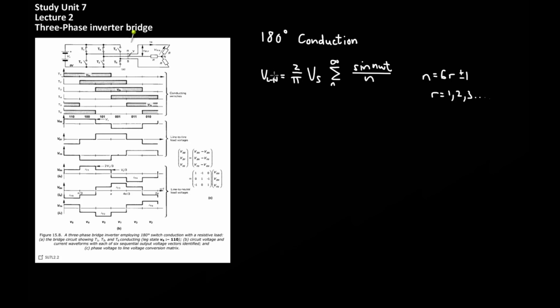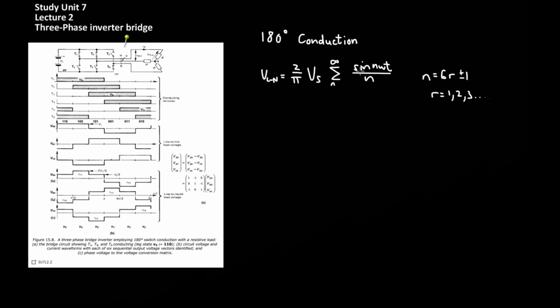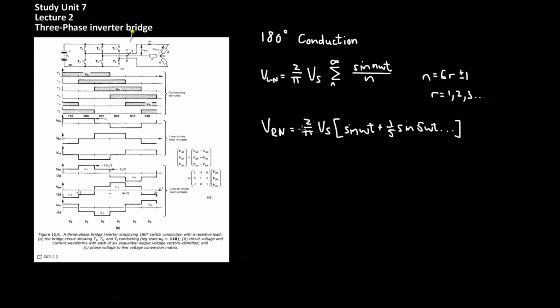So the Fourier expression for the voltage of each line with respect to neutral is given by the following equation: 2 over pi multiplied by Vs multiplied by the sum of sine n omega t over n. N will be equal to 6r plus minus 1, and r can vary from 1 to infinity. This expression is generalized and can be used to describe the line to neutral voltage of any of the terminals of the three-phase load. So for terminal R, the voltage is 2 over pi multiplied by Vs multiplied by the sum of sine omega t plus 1 over 5 sine of 5 omega t, and so on.